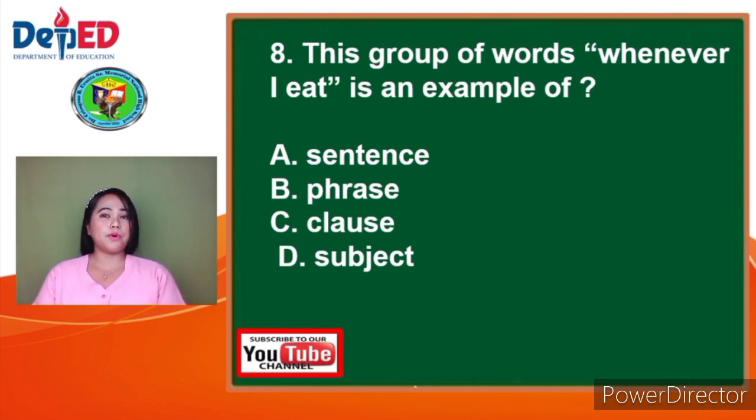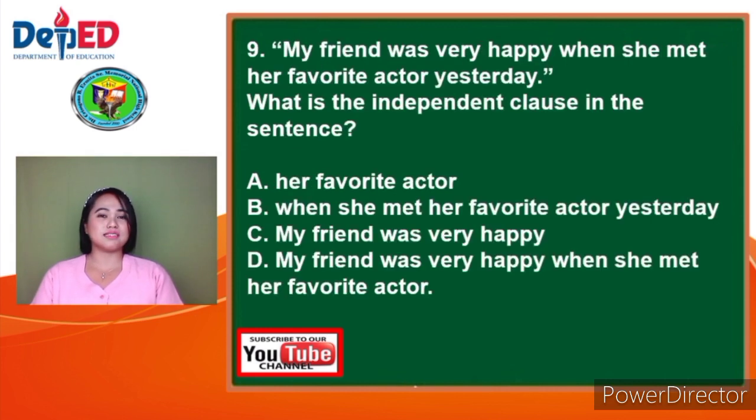Number 8. This group of words, whenever I eat, is an example of A. Sentence. B. Phrase. C. Clause. Or D. Subject. It is C. Clause.